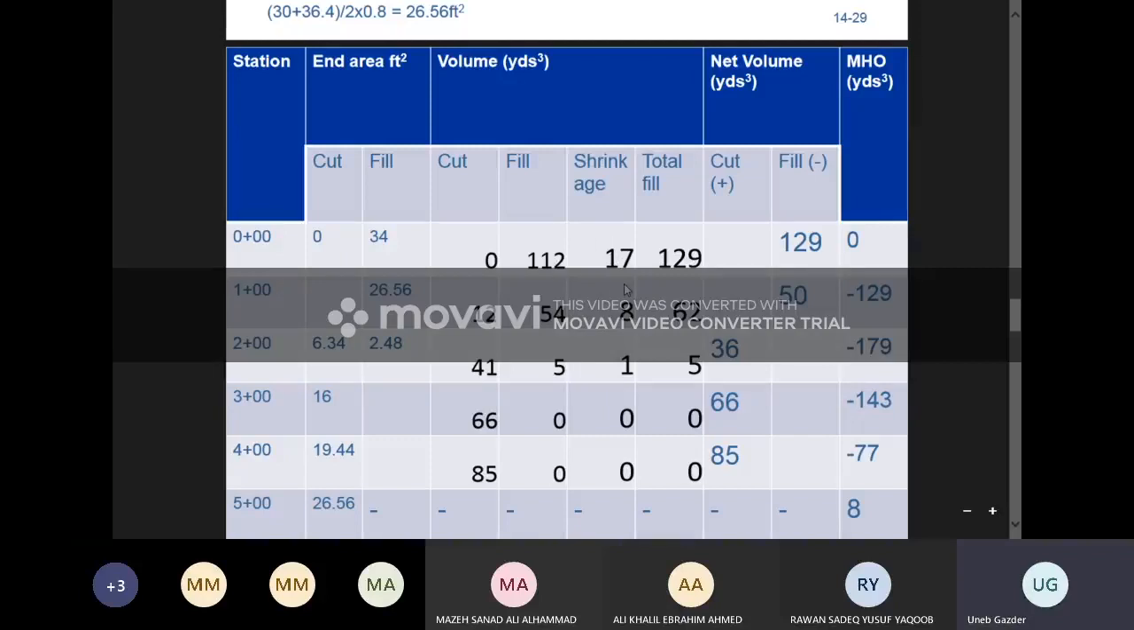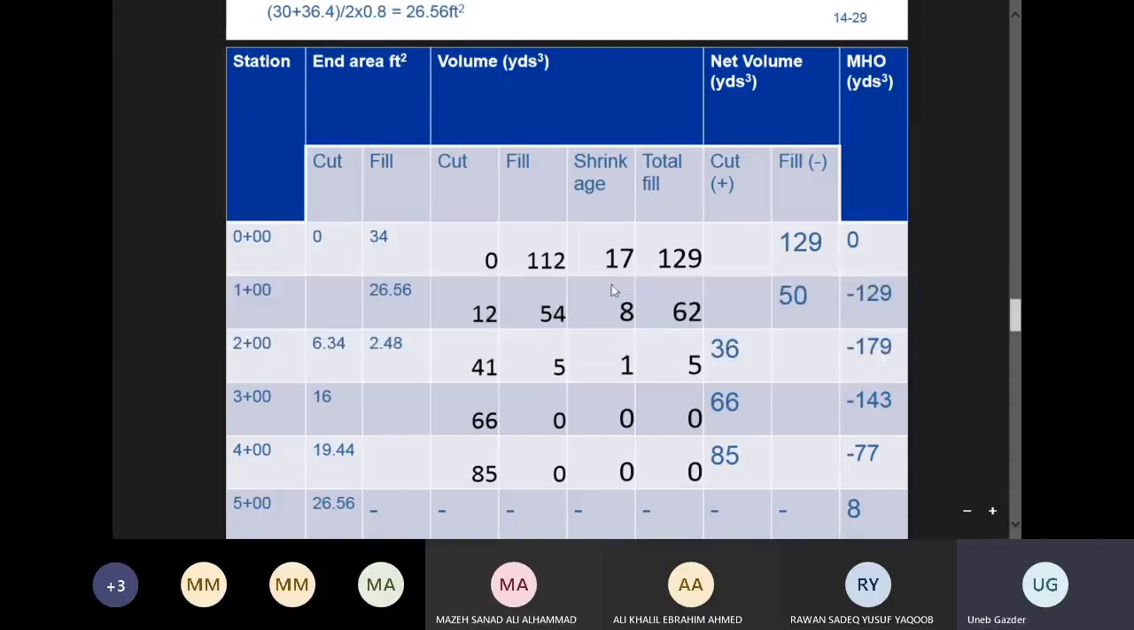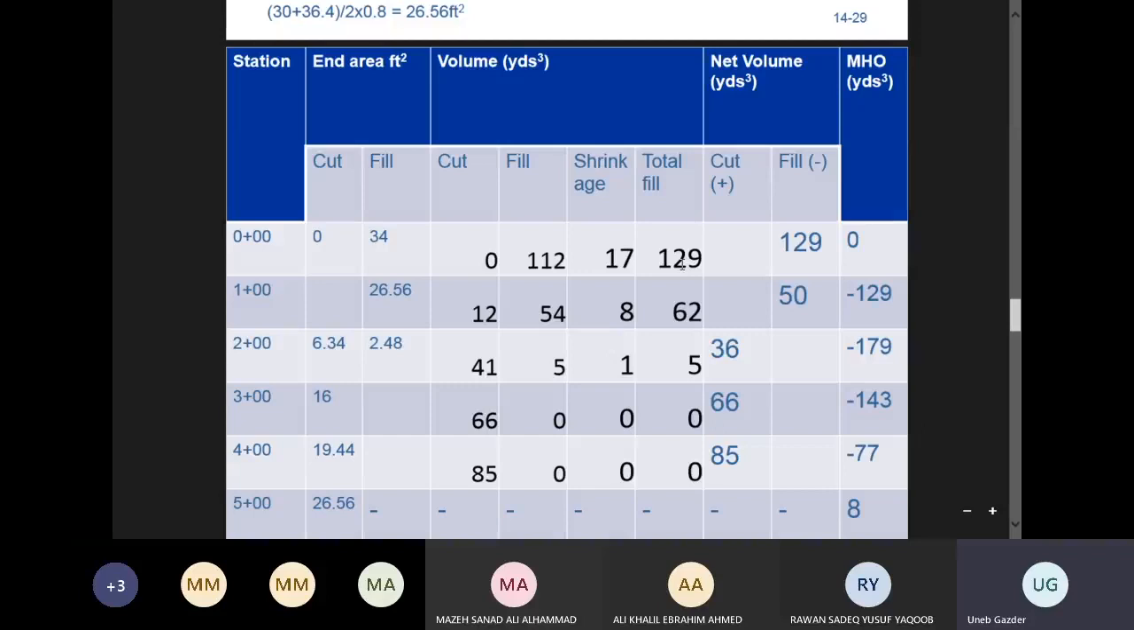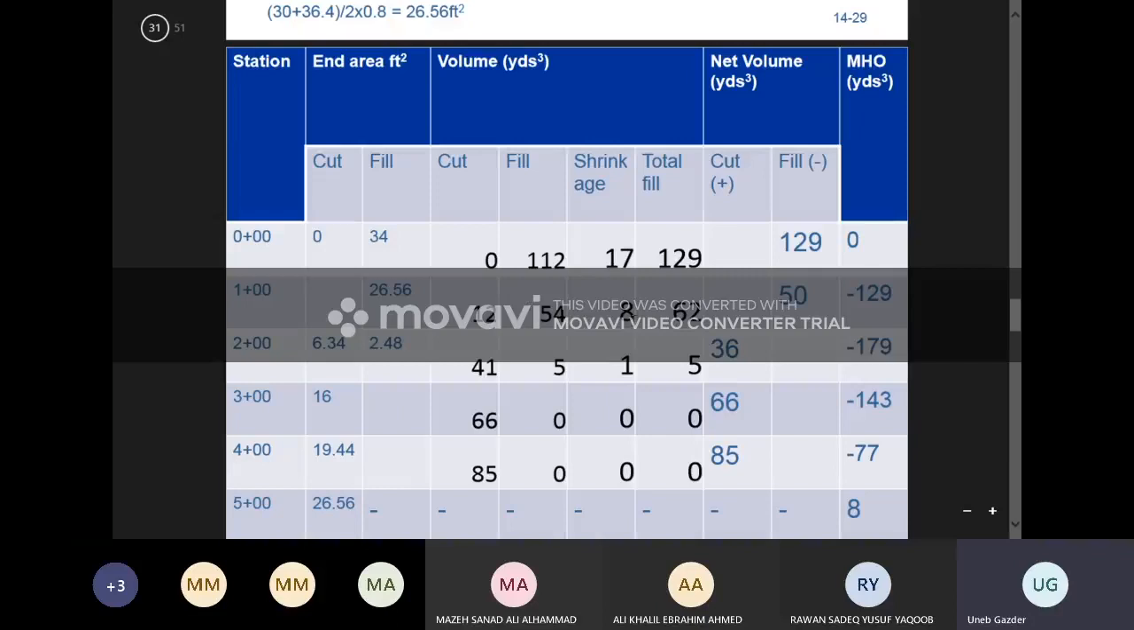And this will only be applied to fill. This should be understood. You don't apply shrinkage to cut, because cutting means you are excavating the material. You don't need to do compaction for excavating. We have to do compaction for filling. So shrinkage is only applied for fill material, not cut material. Then you add the actual fill quantity which you calculated and the shrinkage. So 112 plus 17, 129, total fill. 54 plus 8, 62, total fill. So you calculate fill, apply shrinkage, and then you calculate the total number.